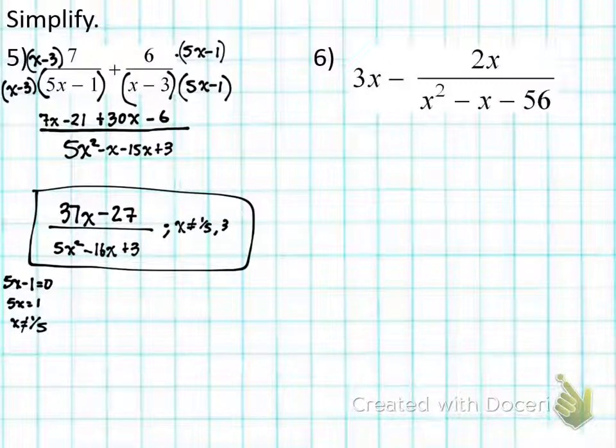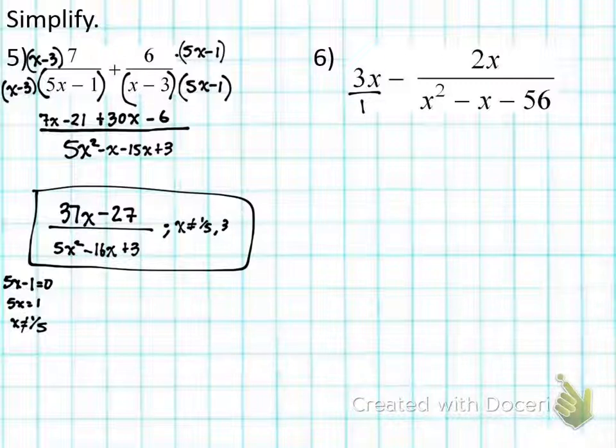Number 6. This one looks a little scary too, right? Okay. We have 3x minus 2x all over this big triangle. Do we have a common denominator here? Yes or no? Do we have a common denominator in both of them? No. What's the denominator in the first problem? 1. Good. So this will actually be a lot easier than you think. Let's see if you can do this one. Ready? Set, go.